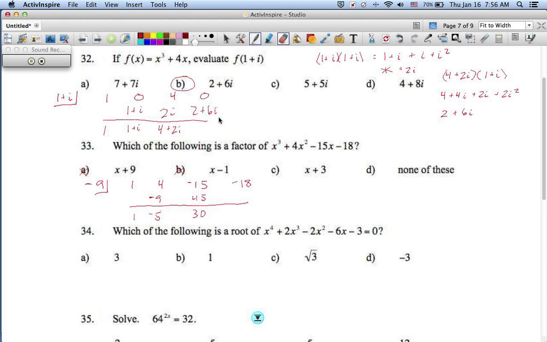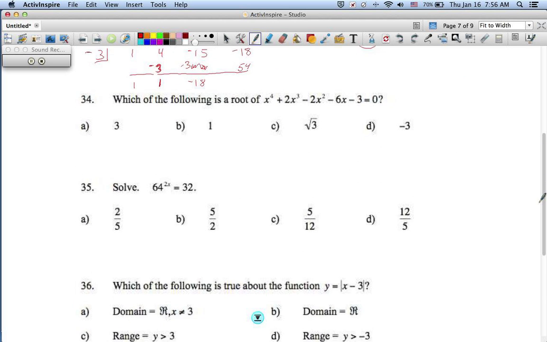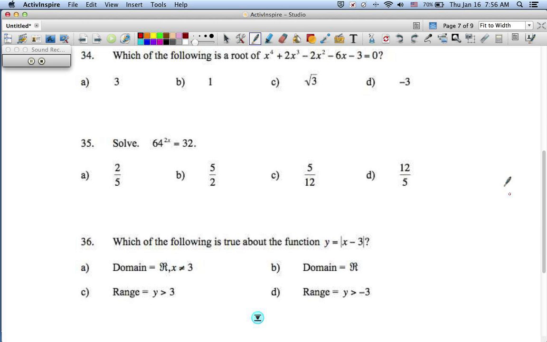And then I'll do negative 3. Yeah, I'll erase. Negative 3. Multiply, we get negative 3, which gives us a 1. Multiply, we get negative 3 again, which gives us negative 18, and we get 54. So no go. So in this case, it is none of these. Never too fun when it's none of these. You always second guess yourself.